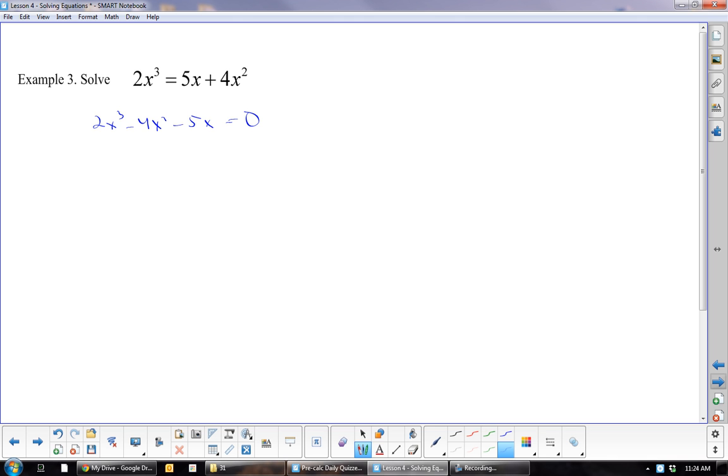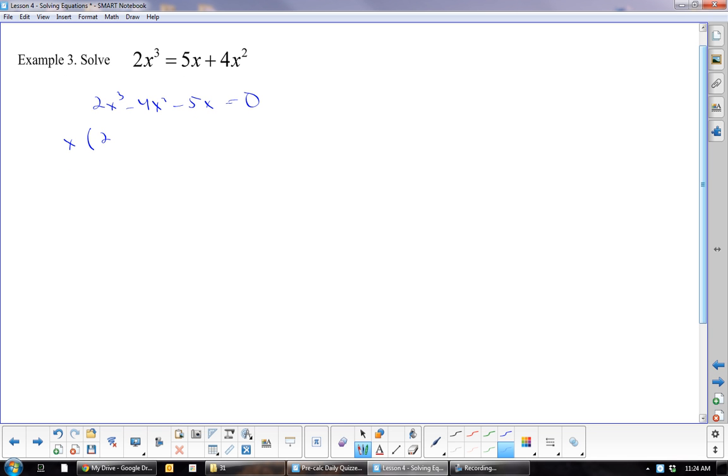Okay, again, we don't really want to do grouping because there's not 4 things, right? But we can take something out, and I can take out an x. That's the best I'm going to do, leaving me with 2x squared minus 4x minus 5. So I want to do this one because we haven't used the quadratic formula this year. You can try it. What two things add to negative 4 and multiply to negative 10?